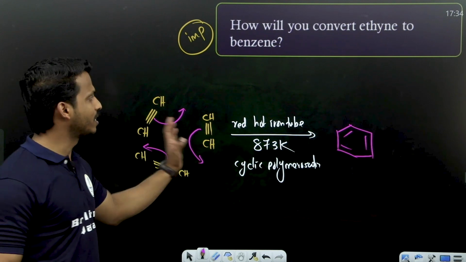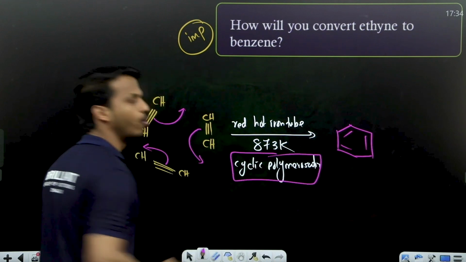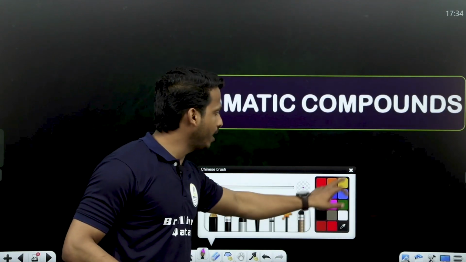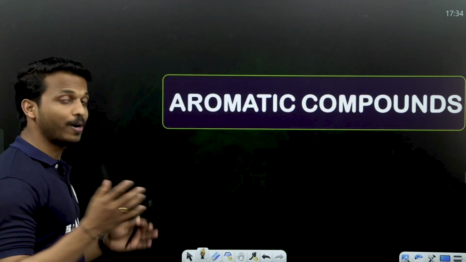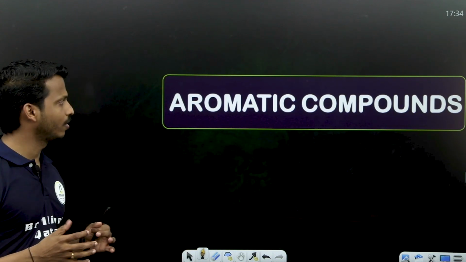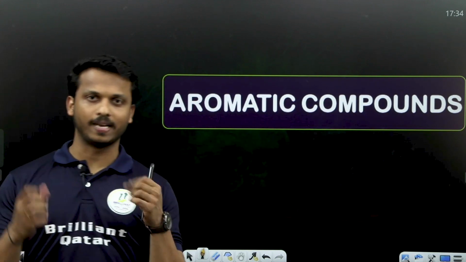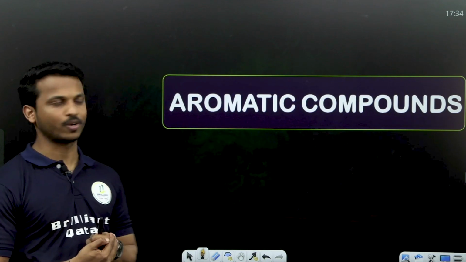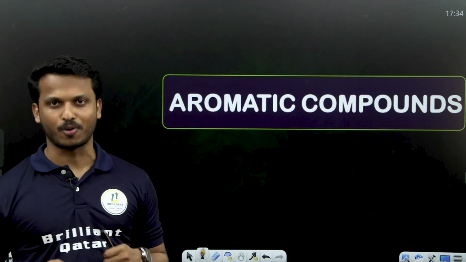Clear, all of you? This is a very important reaction, and note the name: cyclic polymerization. Study very well. Now the main part of the chapter we are beginning. The aromatic compounds. You know, aromatic compounds are generally dealing with what? Benzene type of compounds. Correct?